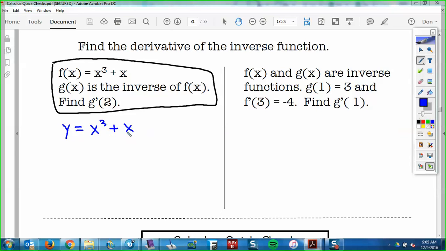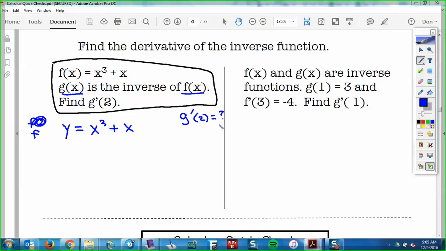Okay, so you can write it down. You don't have to write it down right now, but it's not a bad idea actually. And what they're saying is that is the f function. What they want is g prime of 2. And they're telling you that f and g are inverses.